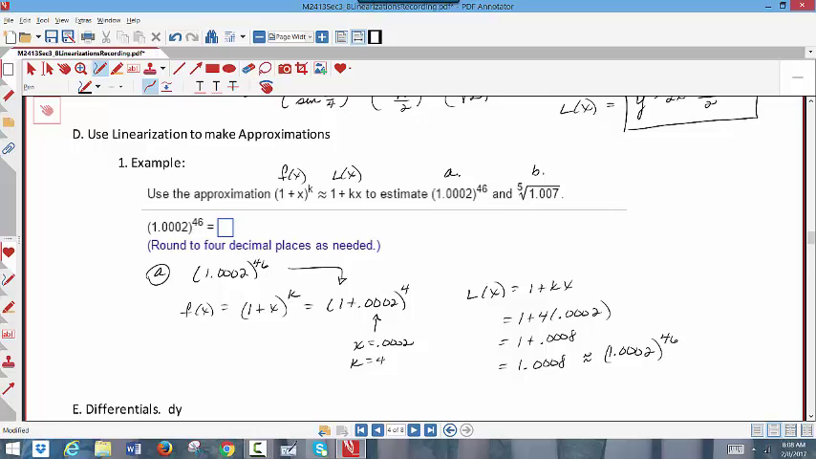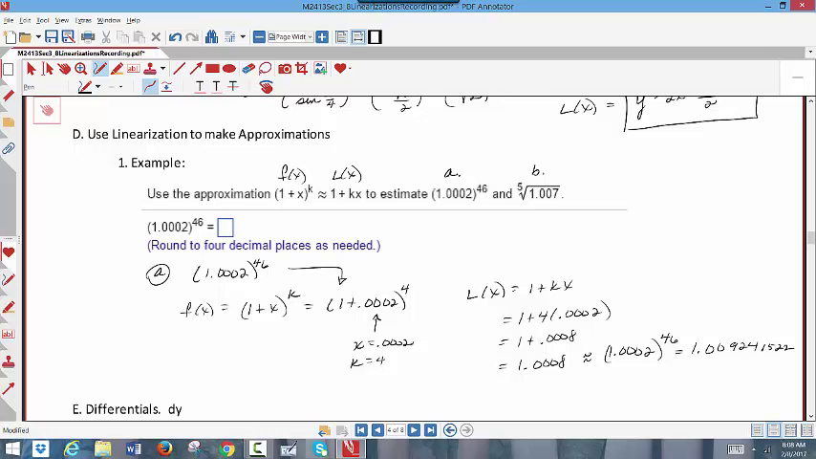So I don't know, let's just see how close we are. I'm on the calculator now, and I'm taking this number to the power of 46, and I'm coming up with 1.009241522, and so on. So, hey, that's not too bad. Okay, it's not too bad. We're really close to the 1/1000th position. We're very close, using our linearization.